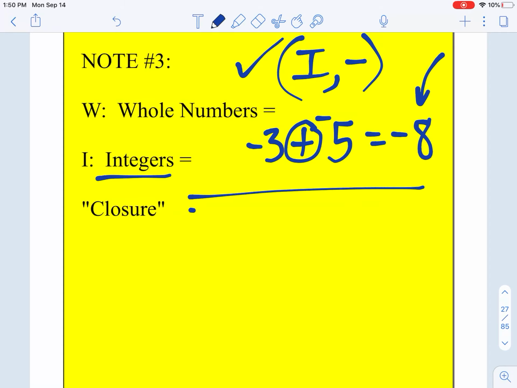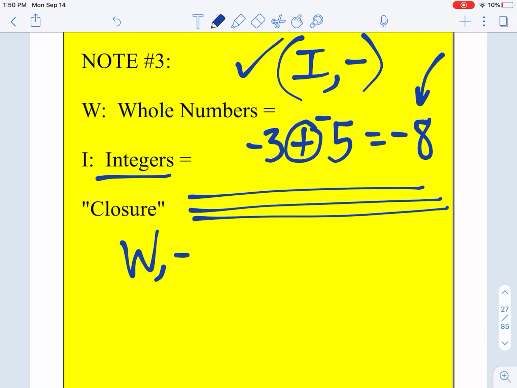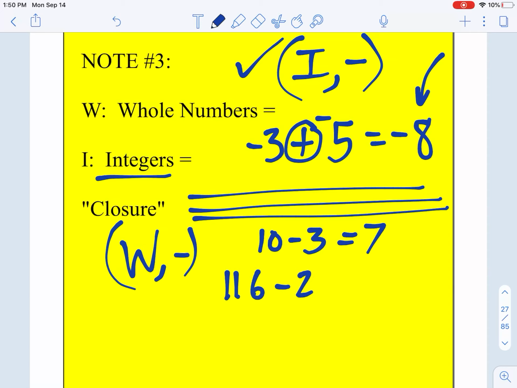Now, contrastingly, what is different is think about whole numbers subtraction. That's groovy when I do 10 minus 3 because I get 7. This is a whole number, 7. That works. What if I do 116 minus 20? That gives me a whole number, so yes, that works.